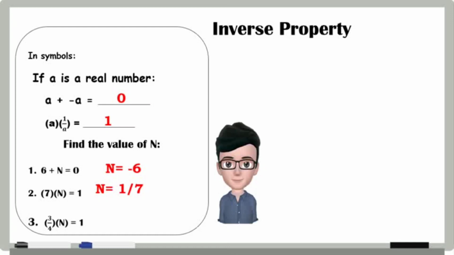Next, 3 over 4 times n is equal to 1. What is the value of n? 4 over 3. Okay, that is good.